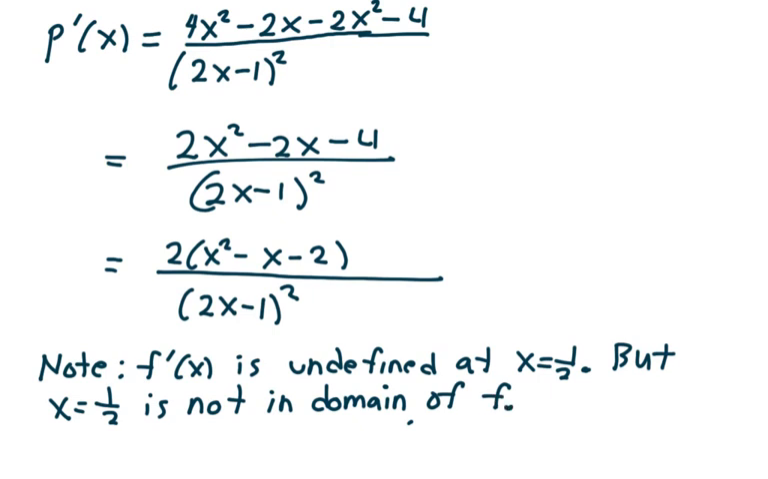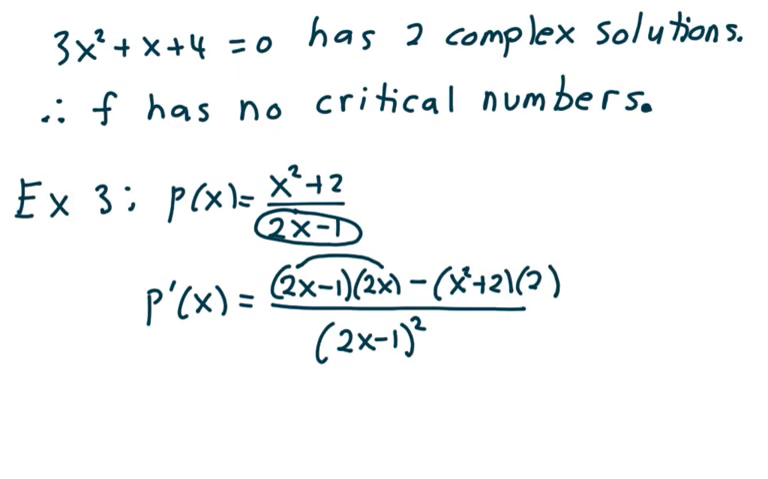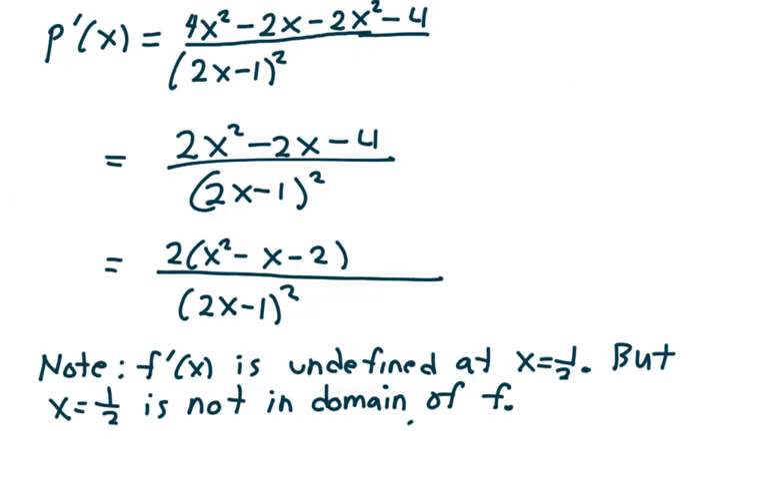Because if we go back, the original function is x squared plus 2 over 2x minus 1. So x equal half can't happen. And so what that means is x equal a half cannot be a critical number.